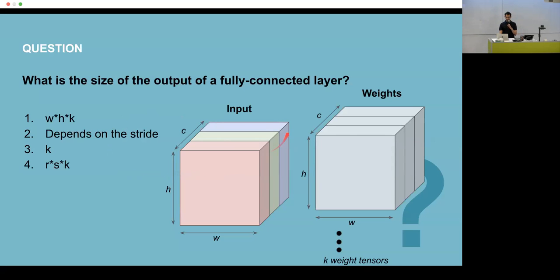So if this is my input, and these are my weights with these shapes, and I have k of them, what is the size of the output of that fully connected layer? Restarting the poll again. Okay, so try to type in your answers.